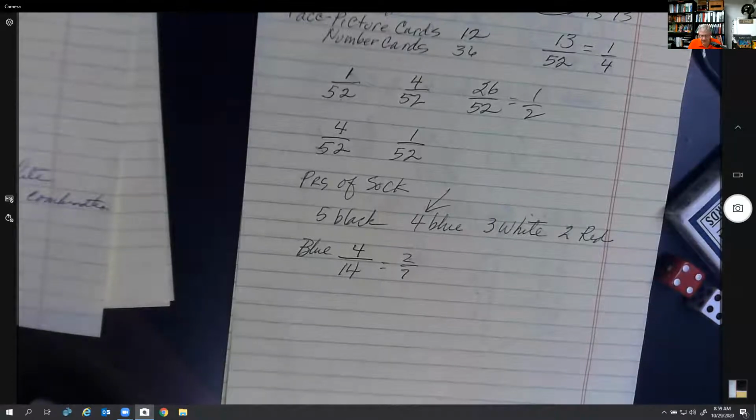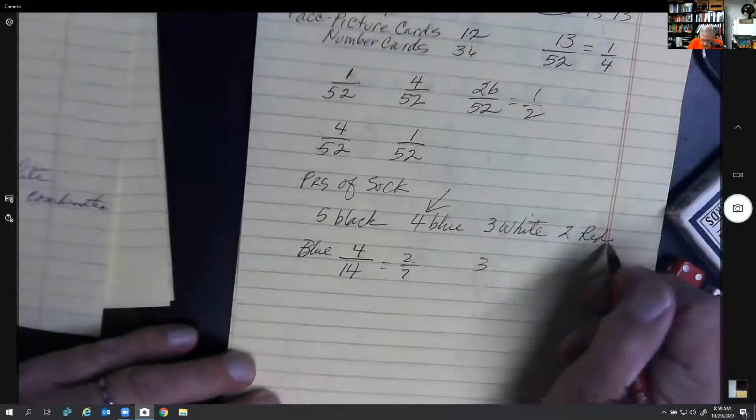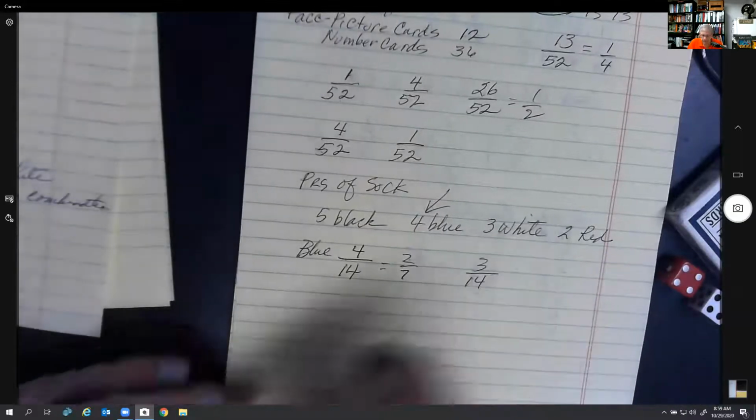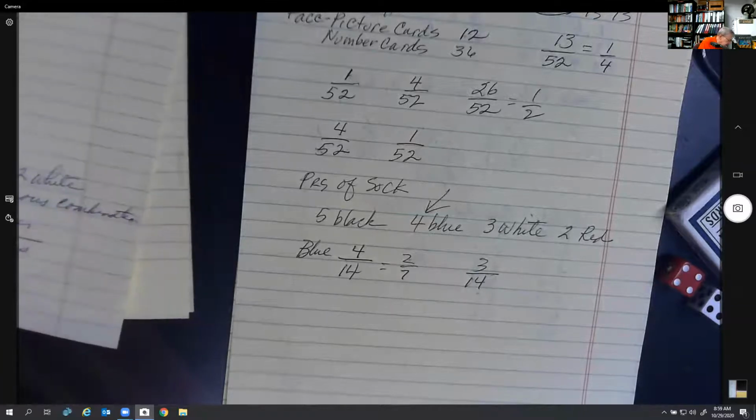What about white socks? 3 out of, there's still 14 pairs in here. 3 out of 14. Okay. So that's how probability works. It's just that way.